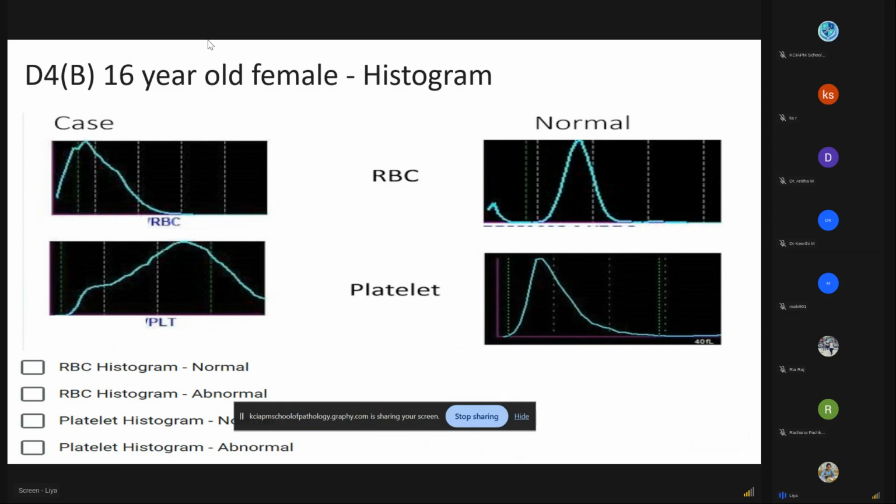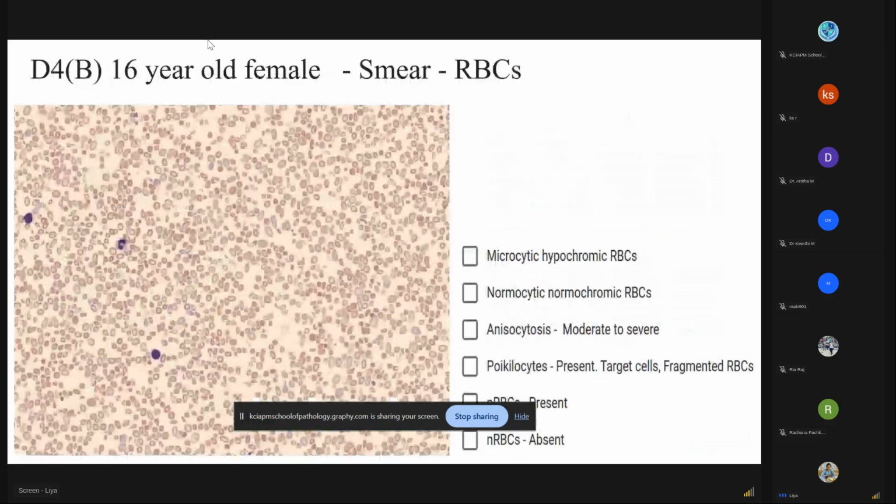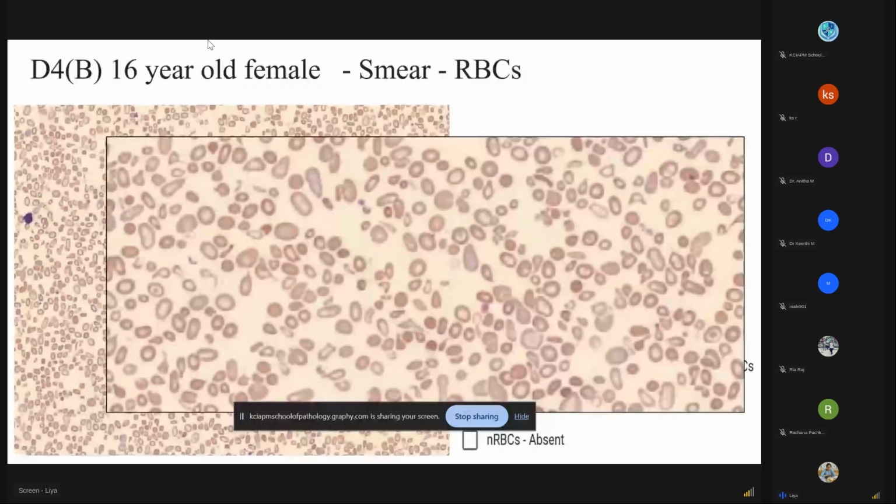From the peripheral smear, RBCs show moderate to severe anisopoikilocytosis with normocytes. Also seen are elliptocytes, teardrop cells, many fragmented RBCs, and many polychromatophilic cells are also noted. And the WBC and platelets remain normal.